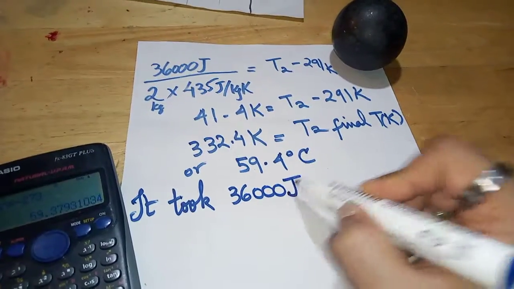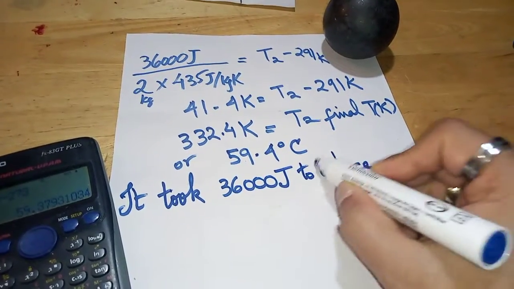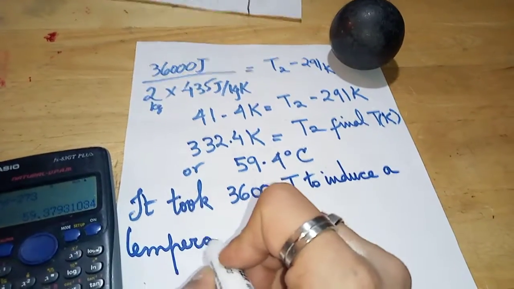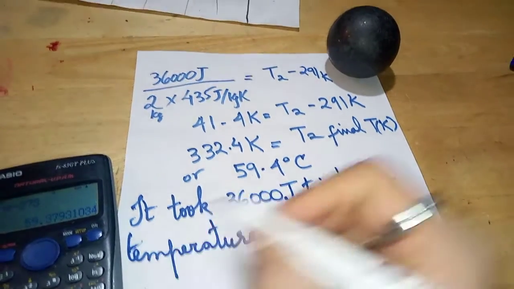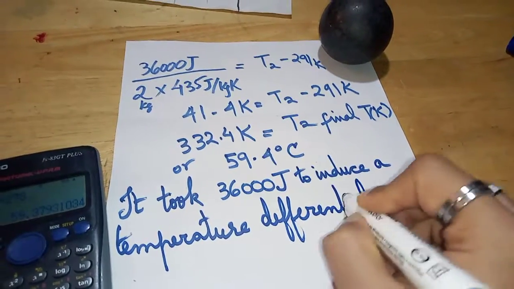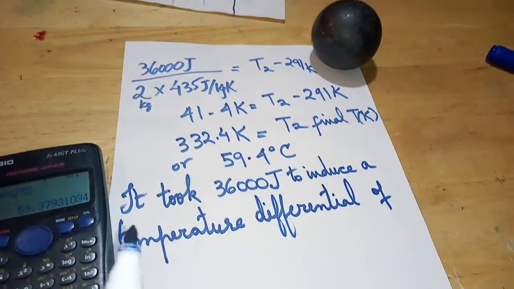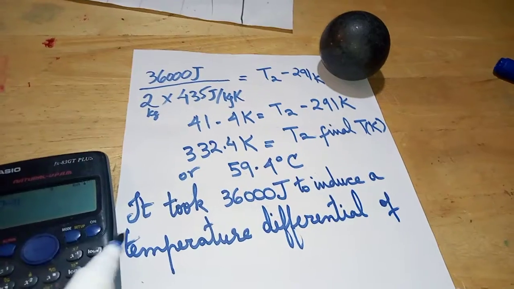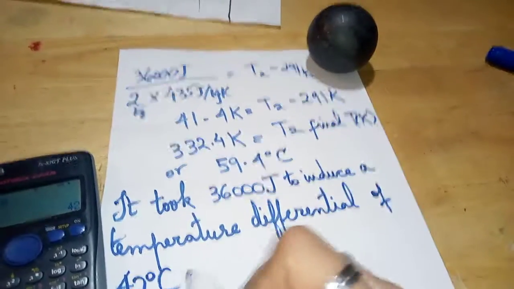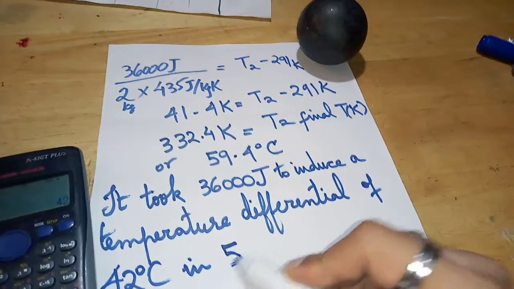So it took 36,000 joules to induce a temperature differential of, let's just say, 60 minus 18, 42 degrees, in 5 minutes.